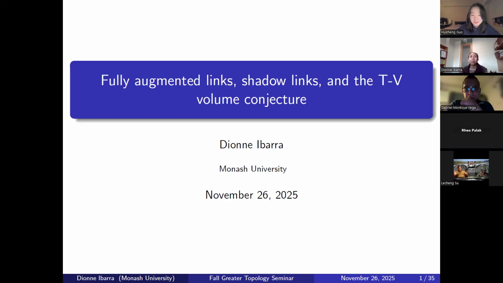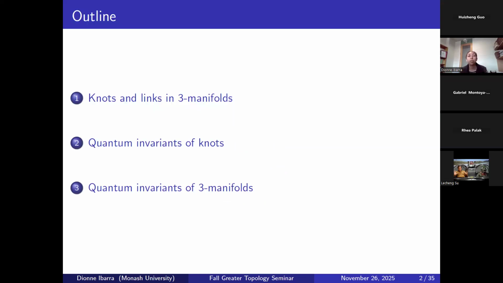Yeah, so today the main part of this talk will be the connections between fully augmented links and fundamental shadow links, but we'll also get into the Turaev-Viro volume conjecture. Okay, so this is the outline of the talk. We'll start with introductory knots and links in three-manifolds, and this is where we will discuss the connections between these two families of links. And then we'll get into quantum invariants of knots and then quantum invariants of three-manifolds.